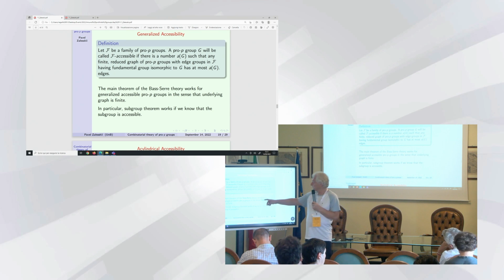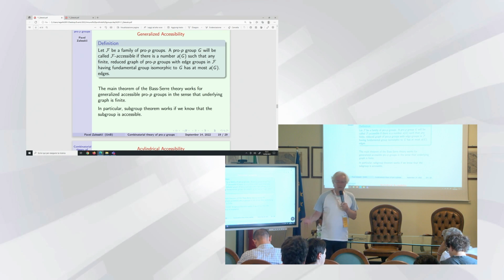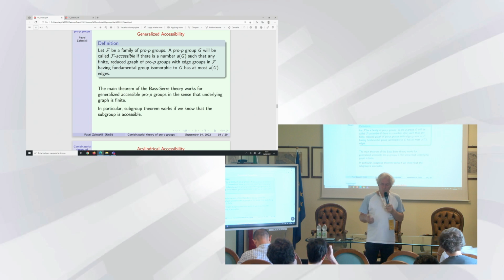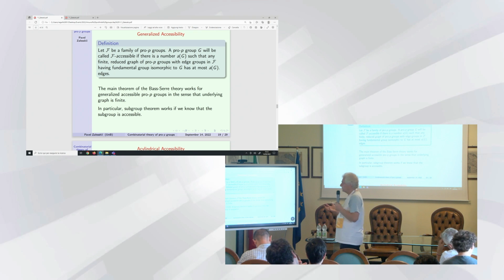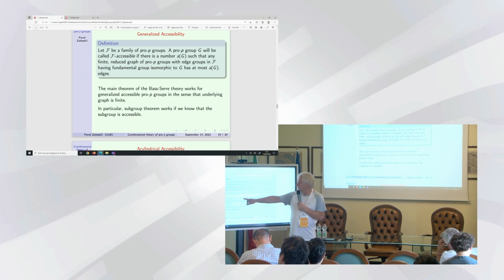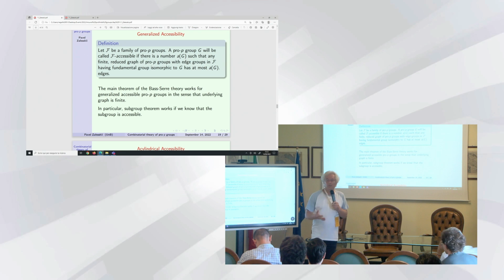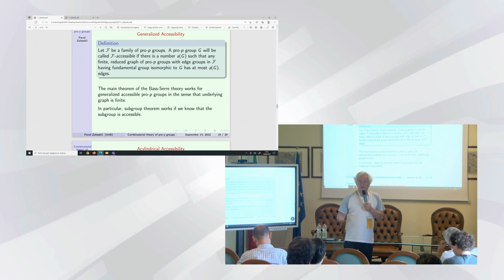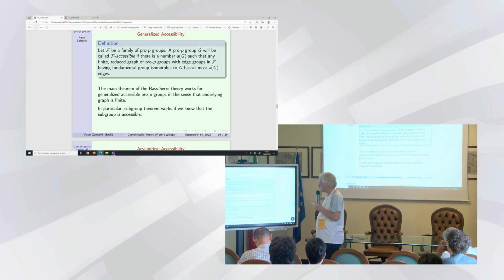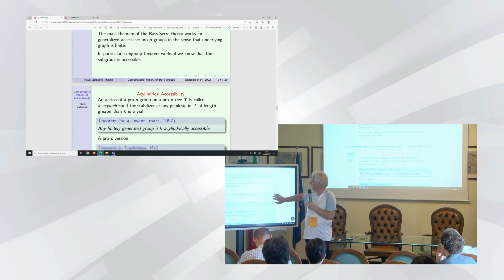But in the pro-p case, generalized accessibility has an additional reason to study it, because the main theorem for subgroups of Bass–Serre theory works for generalized accessible pro-p groups. Why? Because, as I said, if a group is accessible, then the quotient graph is automatically finite, so it works in this case. So this is the reason to study it, and then I come to acylindrical accessibility.